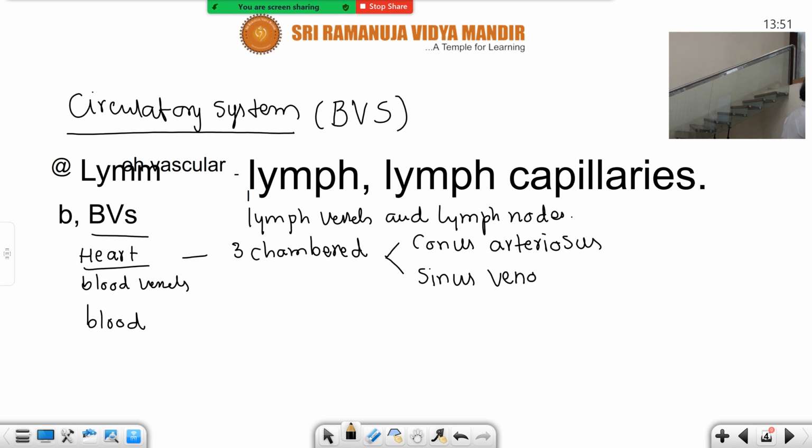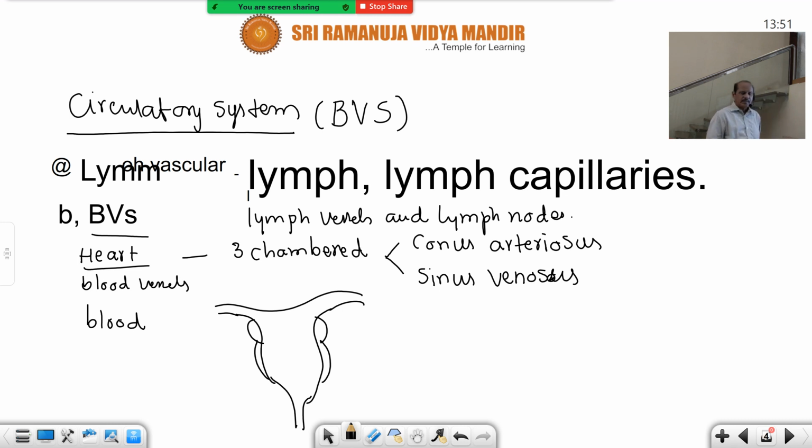Heart is associated with these two main blood vessels. What are they? Conus arteriosus and sinus venosus. For example, you take the dorsal side of the heart. These are the two precaval veins, and a triangular chamber-like structure opens into the right atrium, and this is the postcaval vein. Here the right atrium, left atrium, and this is the ventricle. So you turn it on the dorsal side.